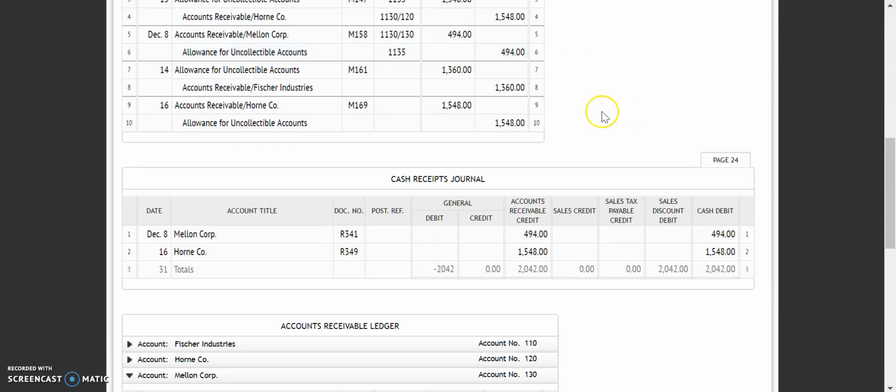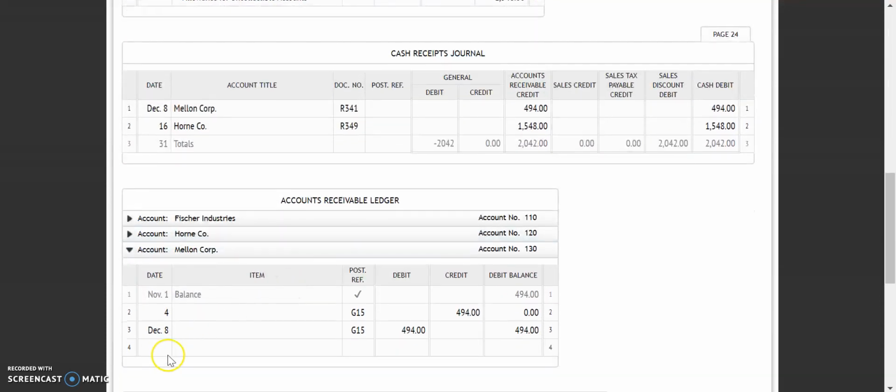Now, at this point, you could continue on with your general journal. For the sake of making sure we understand what's happening, I'm also going to record the fact that Mellon Corp here actually paid us. So with the December 8th transaction here, in our cash receipts journal, we're going to post just to Mellon Corp. So we come down here to Mellon Corp, and again, it's the 8th, except this time it's cash receipts CR24 because we're on cash receipts journal number 24, and this is getting credited for $494.